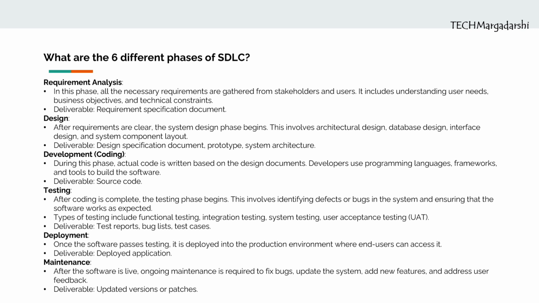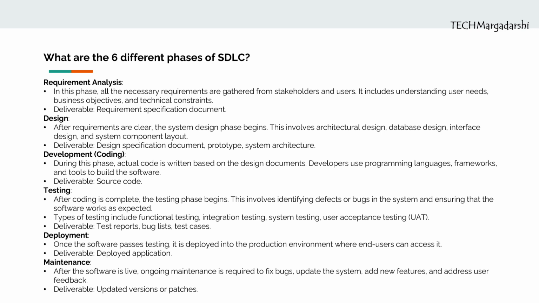Development, coding: here, developers write the actual code based on the design specifications. Programming languages, frameworks, and tools are used to build the system. Deliverable: source code. Testing: after development, the software is thoroughly tested to find and fix defects. Different levels of testing are performed, such as functional, integration, system testing, and UAT, user acceptance testing. Deliverable: test reports, bug lists, and test cases.